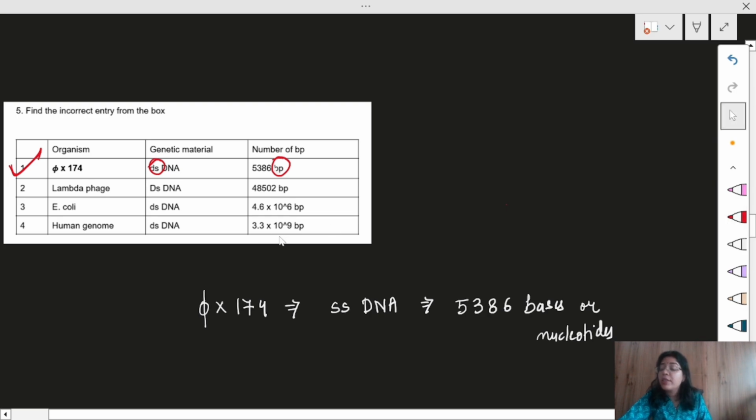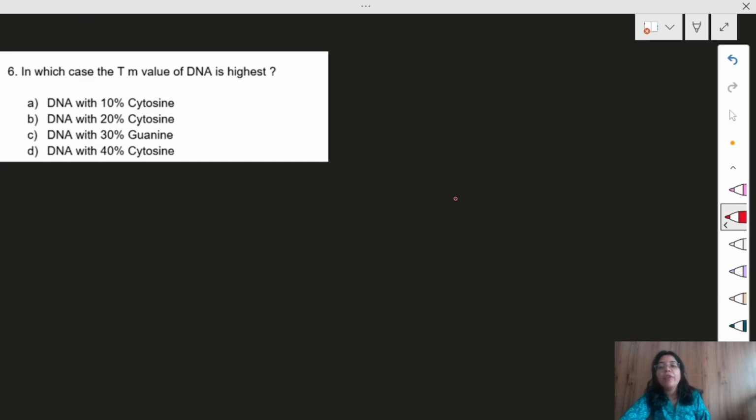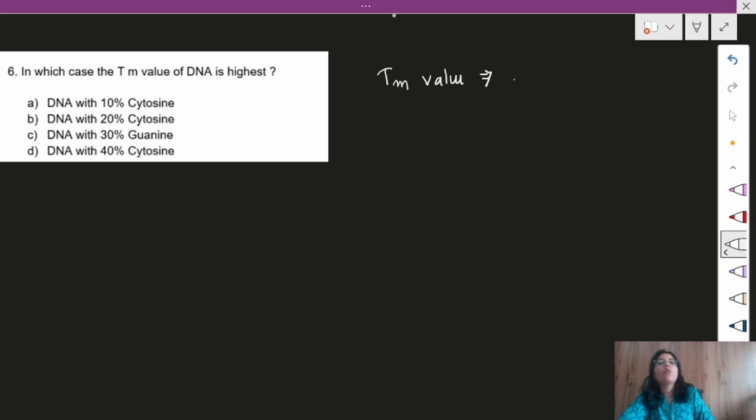This is 10 raised to 6. This is 10 raised to 9. Right? This is correct only. Now this question. In which case is the Tm value of DNA highest? Now you'll be asking what is Tm value? It is very easy. In chemistry maybe you have learned. Tm value means melting point you can consider.